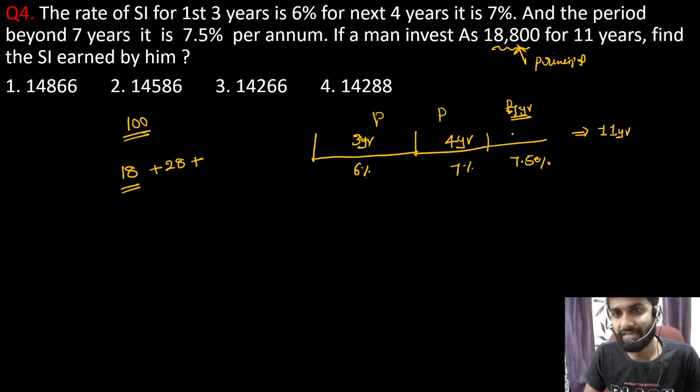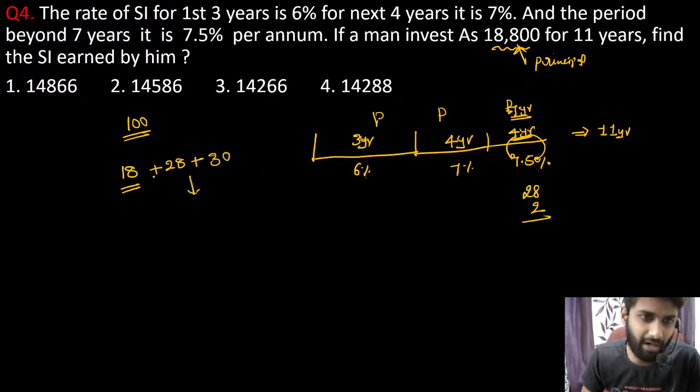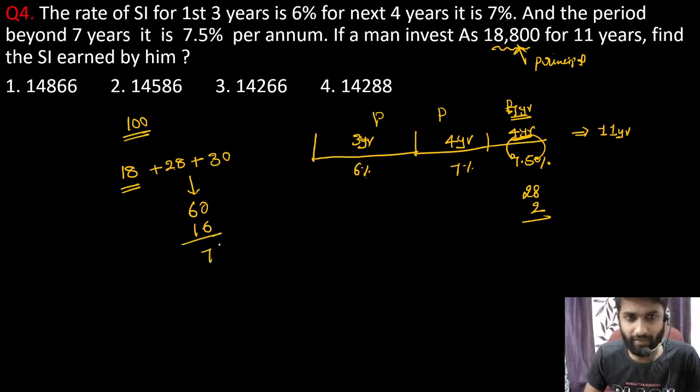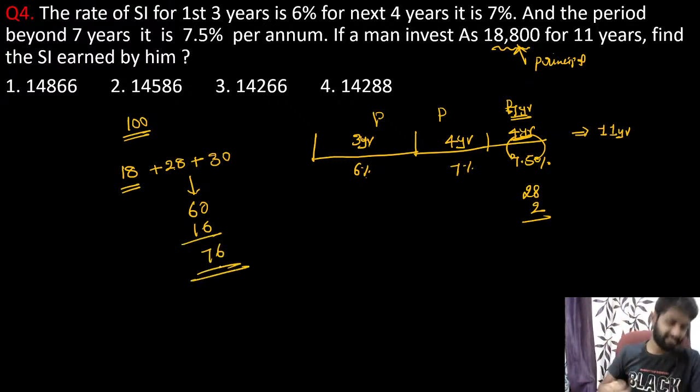Now, beyond 7 years: we've already completed 7 years, so we are left with 4 years. 7.5 into 4, the value becomes 30. Now, if you add the entire values, 18, 28, 30, the total value becomes exactly 76 units. Simply, 76 units is the answer.